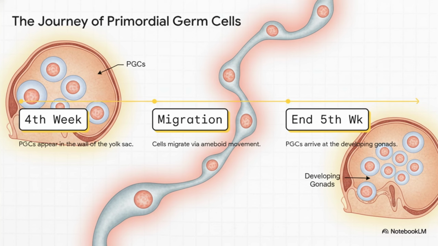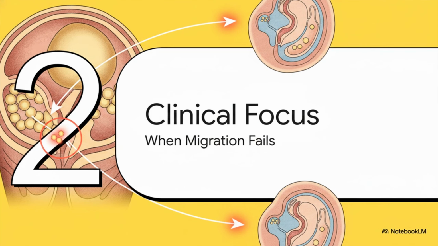They first show up way over in the wall of the yolk sac, around the 4th week of development. From there, they have to go on this incredible migration, kind of moving like little amoebas, all the way to the developing gonads. They have to get there by the end of week 5, and let me tell you, this journey is absolutely crucial for future fertility. So this migration has to happen with incredible precision.